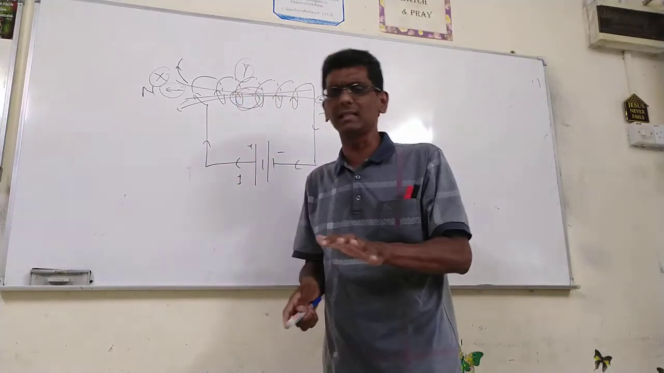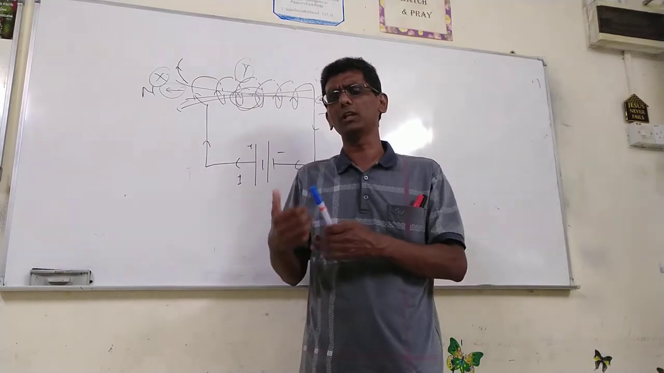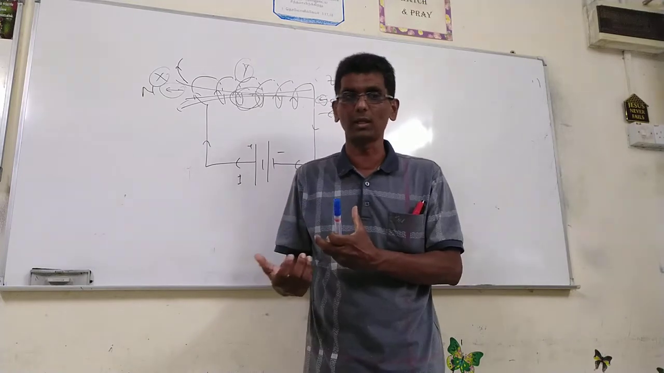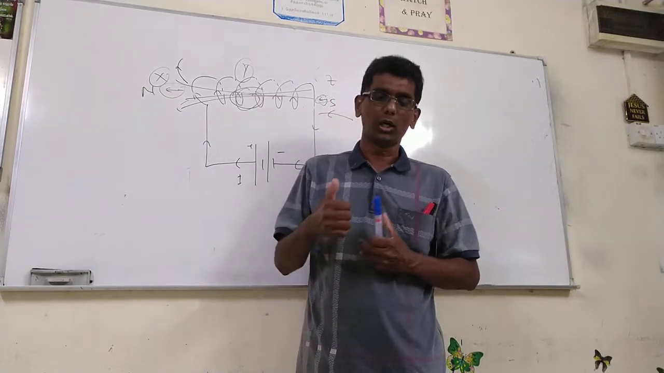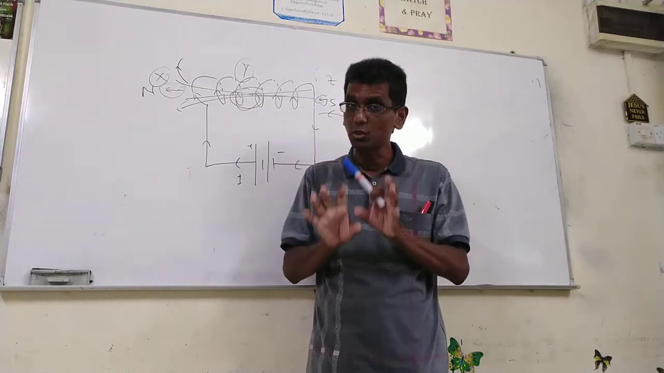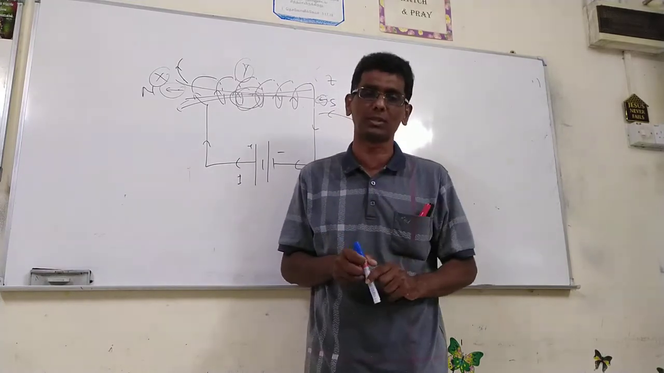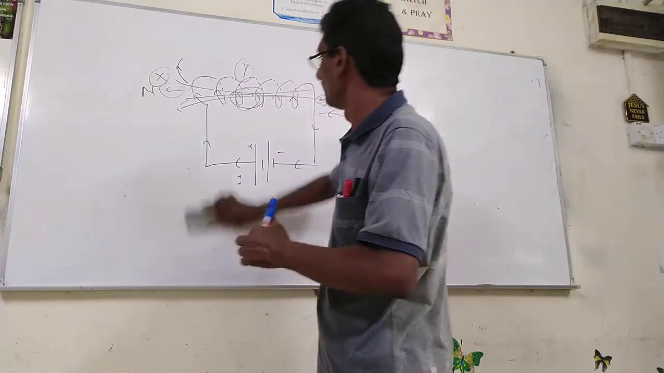But this is not the actual one. We are using a hand to symbolize something. We use the right hand grip rule to show the direction of current and the direction of the magnetic field, but the actual one uses a plotting compass.